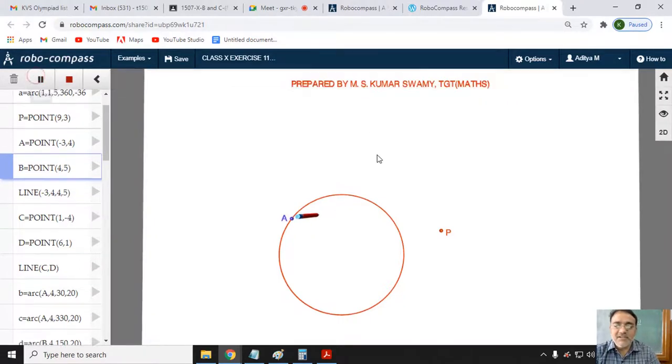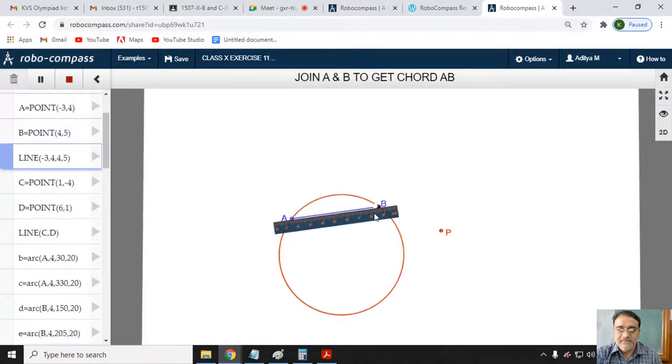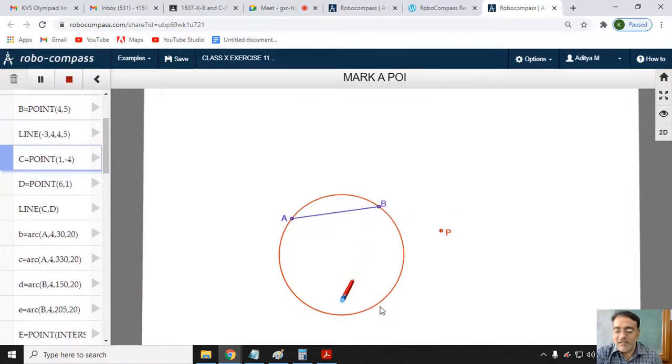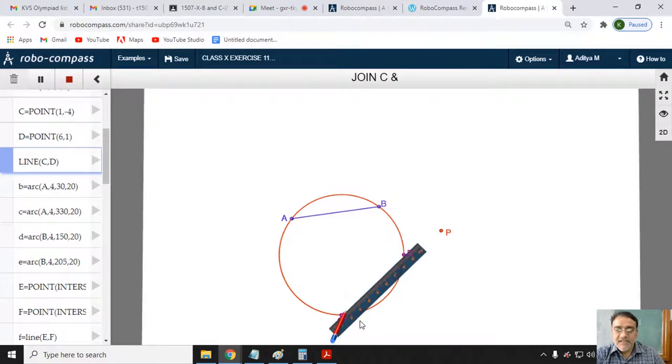Okay, so let us start. Two chords. AB is the one chord and we'll take another chord CD. C, D. Okay, now we'll join CD. After that we have to draw the perpendicular bisector of AB and CD.